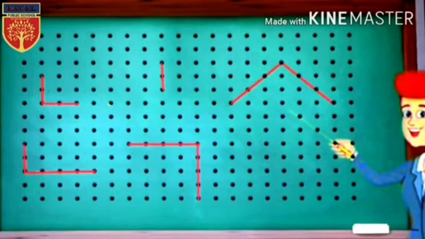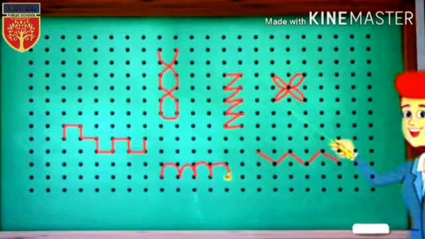Let's see this picture. Here you can see that many lines are there, but they are not joined. So how to join these lines? By using the dots. Here also you can see the curved lines. We can draw the curved line also by using dot grid.